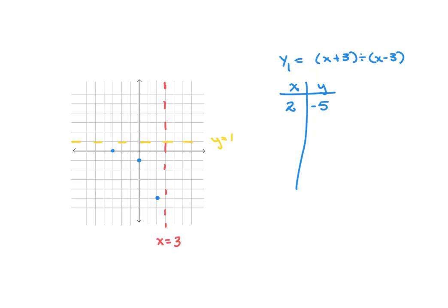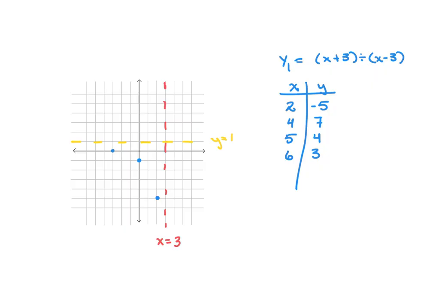Now we do need 2 points on the other piece. For this one, I see that when x equals 4, we get y equals 7. I have when x is 5, y equals 4. And when x is 6, y equals 3. So there are lots of good points to choose on this one.